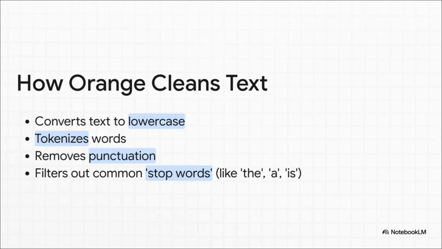So here's a little peek under the hood at what's happening. The widget automatically converts everything to lowercase. It tokenizes the sentence into individual words, strips out all the punctuation, and filters out common stop words like the or a. Each step is designed to cut through the noise, leaving us with only the most meaningful words to analyze. We could then even feed that into a word cloud widget to see what pops out.